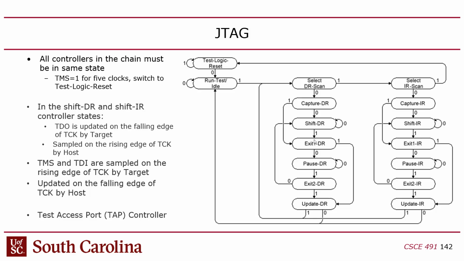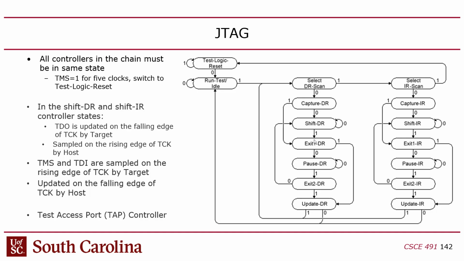Then the second one gets me to update IR. Then the third one gets me to this state, then this state, and then back to the test logic reset. That makes sense? So if you follow these transitions, you'll get back to test mode, the sanity state, after no more than 5 consecutive cycles of 1 on test mode select. Okay, so that's how you get everything into the sanity state.